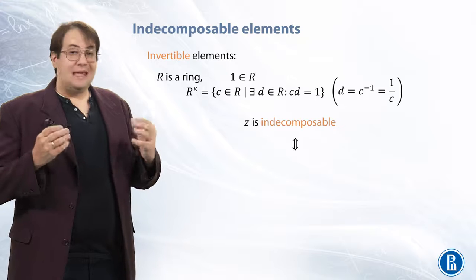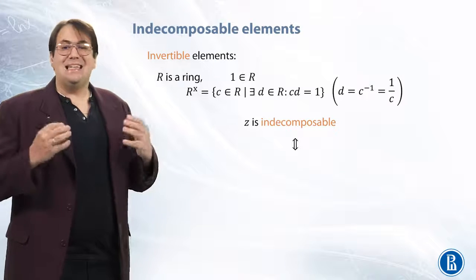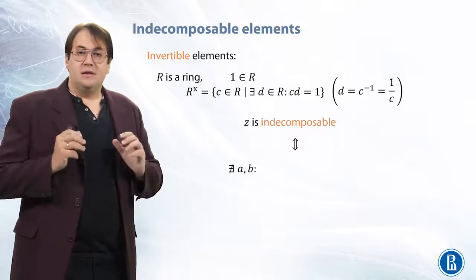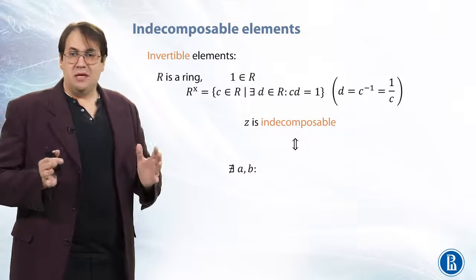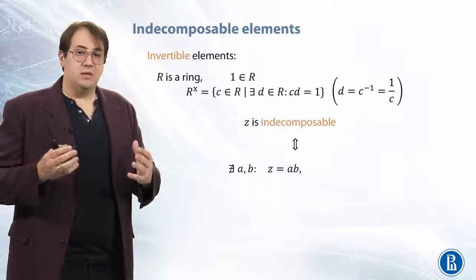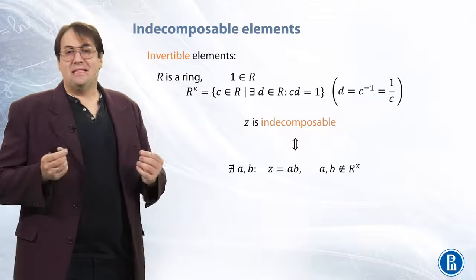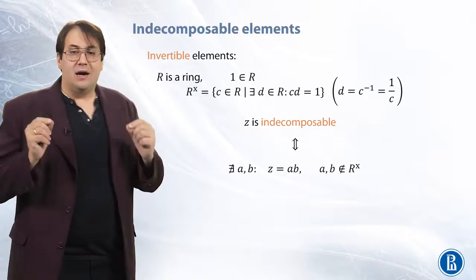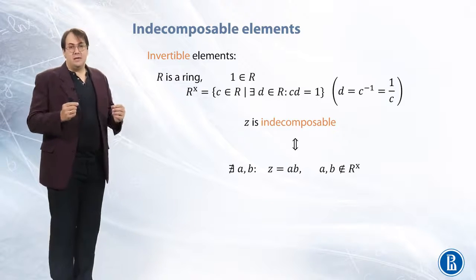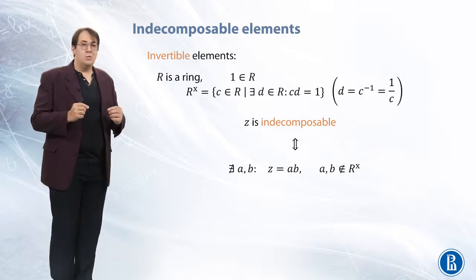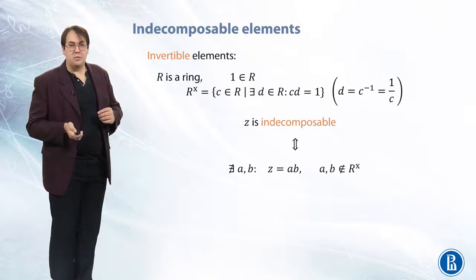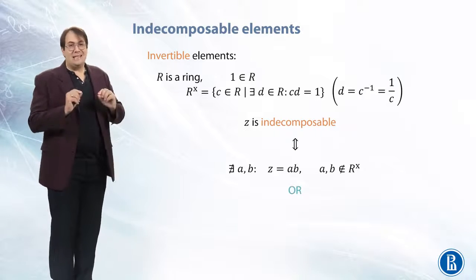So we say that element Z of the ring is indecomposable if, and only if, this is a definition, there exist no such A and B, also elements of the ring, such that Z can be represented as a product of A and B, and at the same time both A and B are not invertible. So Z cannot be decomposed into a product of two not invertible elements. In that case, we say that Z is indecomposable.